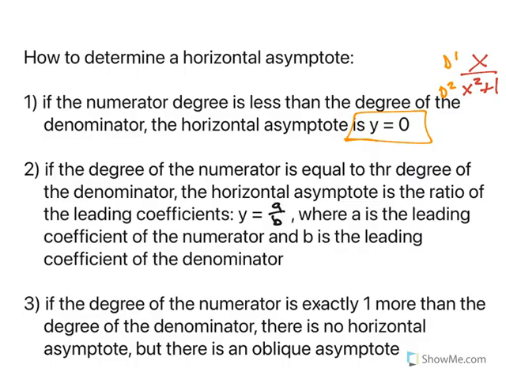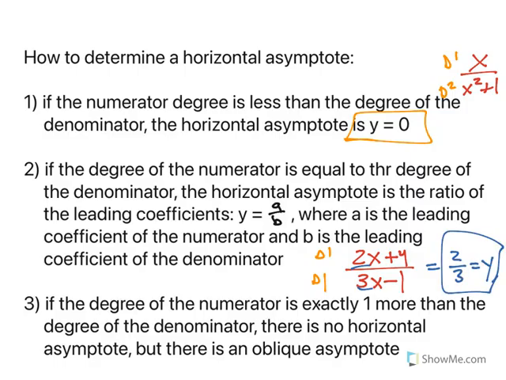Second piece, if the degree of the numerator is equal to the degree of the denominator, the horizontal asymptote is the ratio of the leading coefficients. For example, if I would have 2x plus 4 over 3x minus 1, we can see that degree 1 in the top, degree 1 in the bottom. So the ratio of my leading coefficients is 2 over 3, and so y equals 2 over 3 would be my horizontal asymptote.